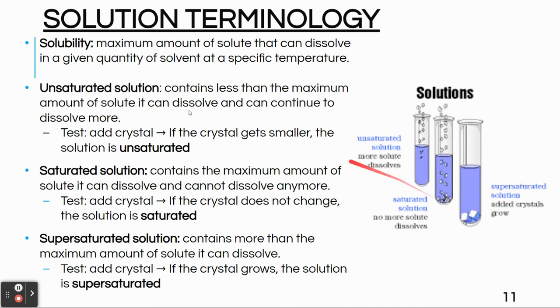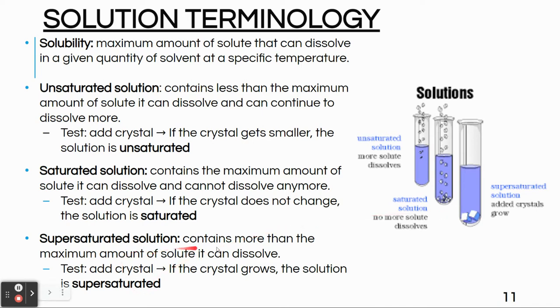So solubility is the maximum amount of solute you can dissolve into a solution. If you don't have the maximum amount yet, it's called unsaturated, and you can test for it by putting more crystals to see if you can dissolve them. If you can, it was unsaturated. Saturated solution means you've put the maximum amount that you can dissolve in there. So if you could dissolve 50 and you put 50 grams in there, you're saturated. And to test it, you would add a crystal of your solute, and if it didn't change in size at all, then you know you're saturated, you're full, you're not going to take in anymore.